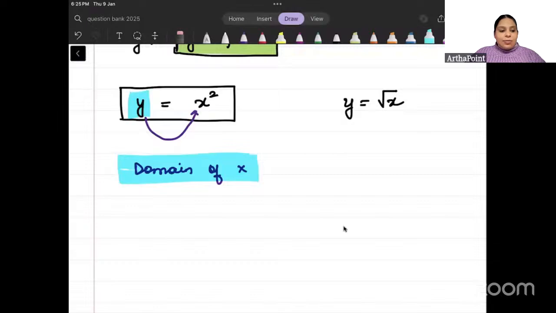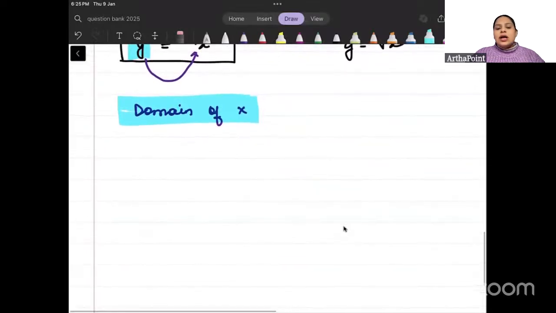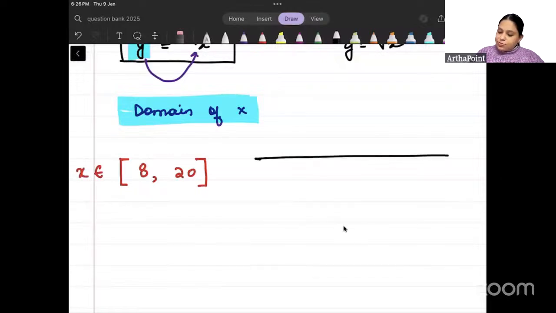Now, to give you examples of how we can talk about the domain of x, let me take some examples of the domain. So, for example, I give you a domain and I call this domain, say, from 8 to 20. This is where my x belongs to. Now, what we can do? Well, it's very simple. If I have 8 here and 20 here, this will be my number line. This is the part of the domain, including 8, including 20.